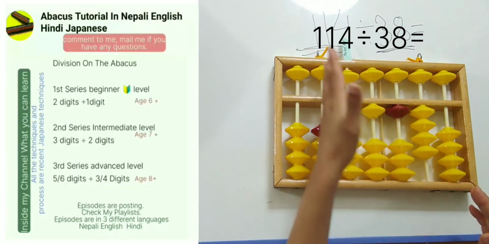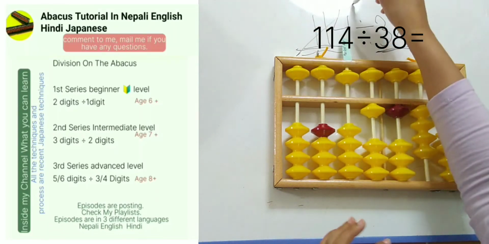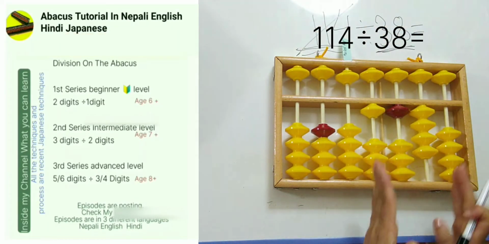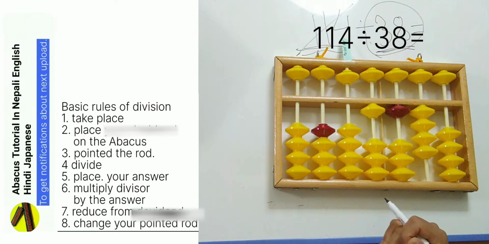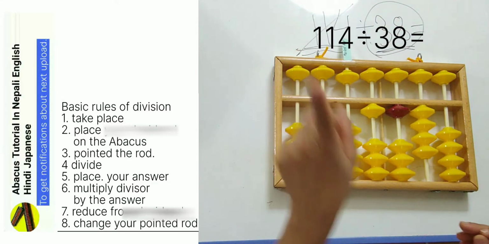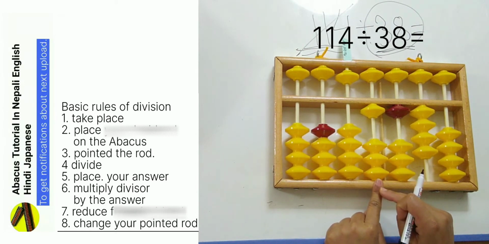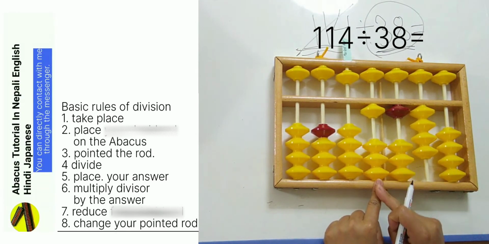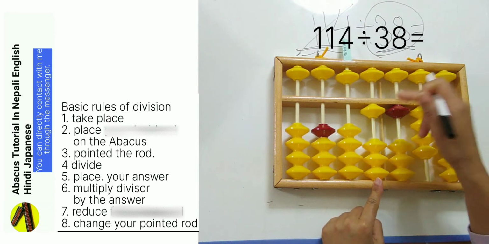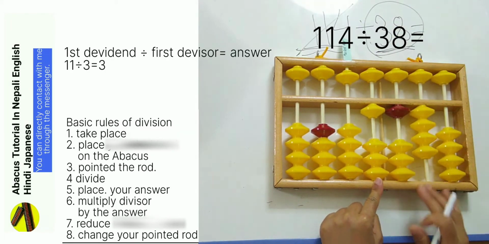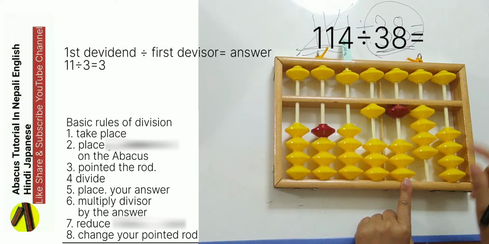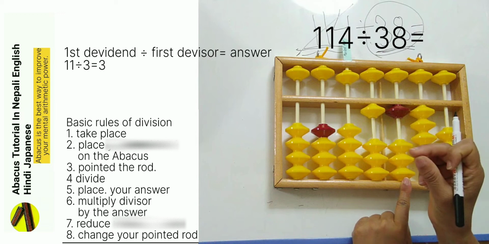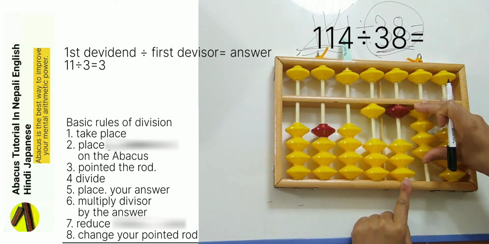Once you place your dividend on the abacus, you don't need to watch this. Just watch the abacus and the divisor. The divisor is very important. Put your left hand's finger on the biggest place of the dividend and start to divide. 1 divided by 3, is that possible? No, because the divisor is bigger. So you have to move your pointer finger one step to the right, and you have to take 11.